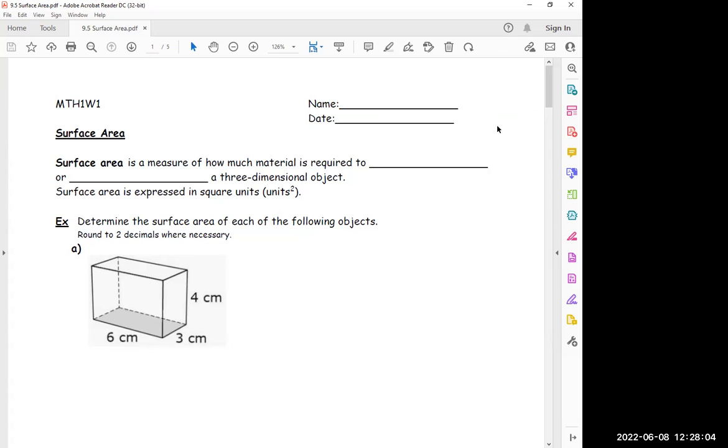All right, surface area. Surface area is a measure of how much material is required to, I'm going to use the words, cover or tightly surround.